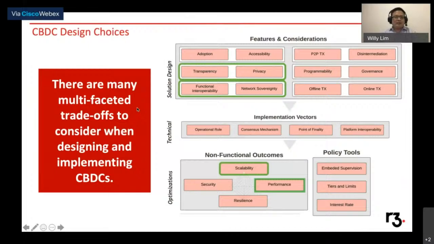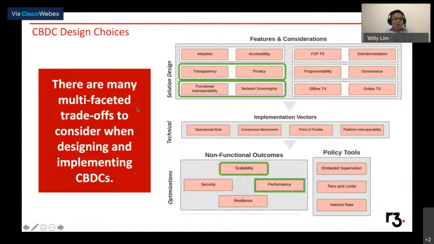For example, the transparency. What transparency do you want to see? Is it from the way the CBDC is being used, or is it from the way, for example, you do a transaction screening every time a CBDC transfers? Things around privacy as well. Is it privacy from a central bank perspective, or privacy from a distributor commercial bank, or is it from a household perspective? Things around functional interoperability.